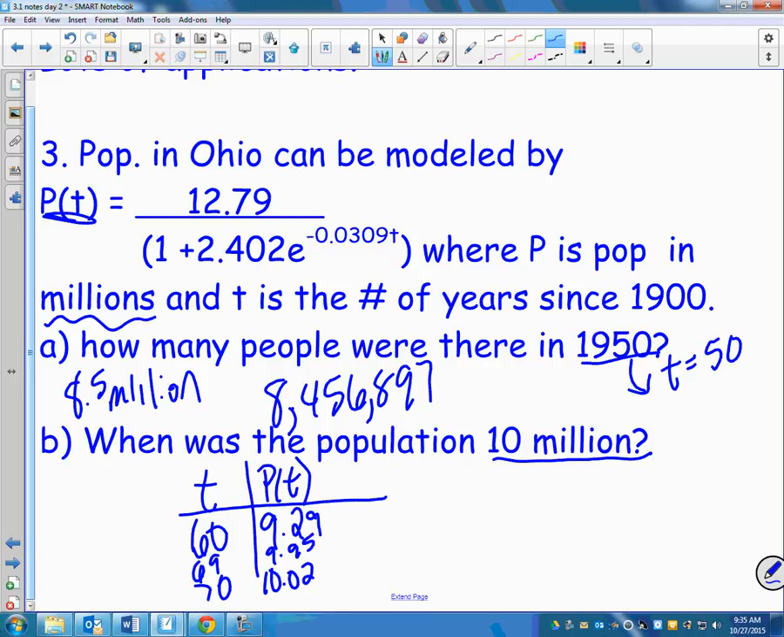Now you see how we just kind of honed in on the right answer there? When was the population 10 million? Did we say 1970? Did we say 1969?